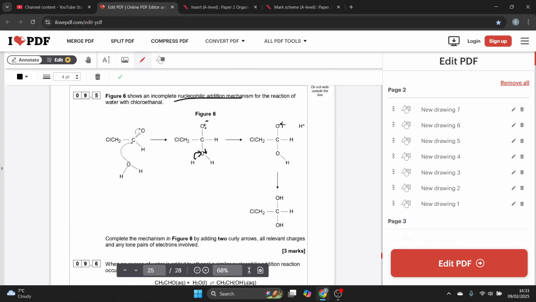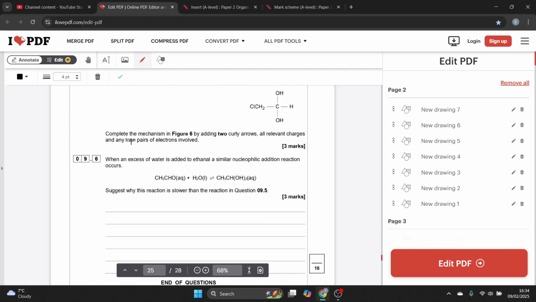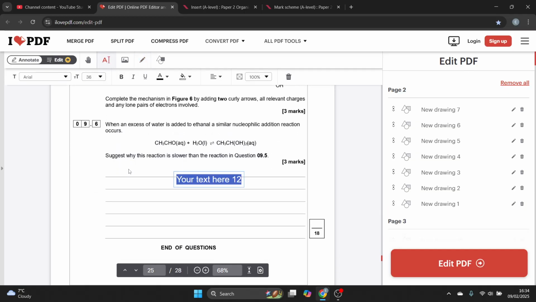Then what happens is you've still got your lone pair of electrons, negative charge, bond to the H plus. So lone pair of electrons negatively charged, then the oxygen of the OH leaves, and then it bonds to H plus, lone pair of electrons, minus charge, and then you get that. The next part says: when excess water is added to ethanal, a similar nucleophilic addition reaction occurs. Suggest why this reaction is slower than the reaction in question 9.5.